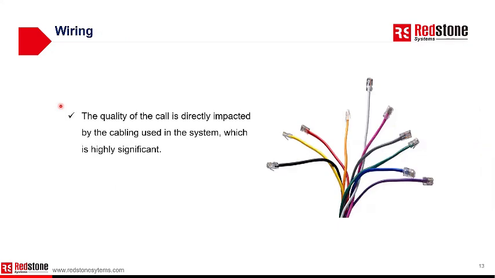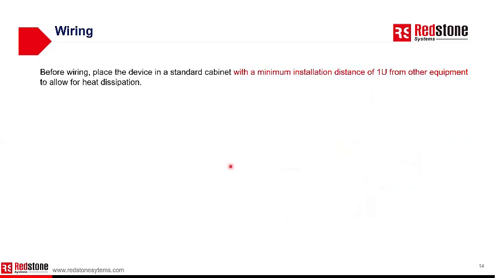With regards to wiring, we all know that the quality of the call is directly impacted by the cabling used in the system. Thus, this is highly significant for the installation. Before wiring, you need to make sure that the standard cabinet has a minimum installation distance of 1 U from other equipment. This is to allow for heat dissipation.